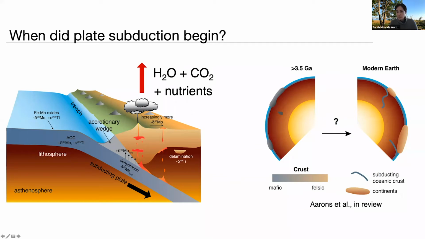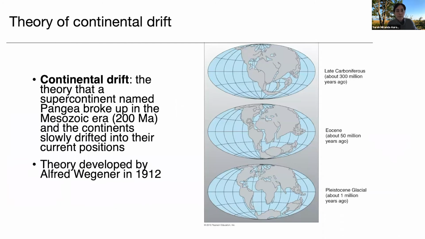So the big question here that I'm asking, or that a lot of Earth scientists are asking, is, when did plate subduction really start? We know that plate subduction is happening today on the modern Earth, but going back through Earth's history, can we figure out when this started? And we care about it because it has a lot of implications for our habitability and the rise of life on Earth itself.